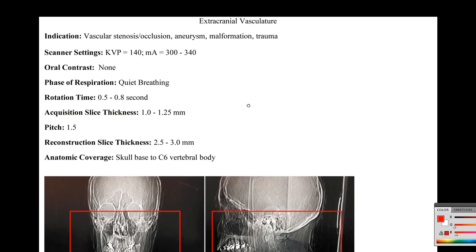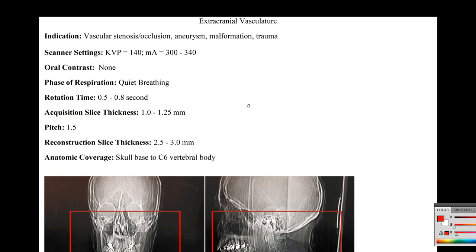The scanner settings for this are going to be KVP 140, MA around 300 to 340. Basically what this is used for is because usually you're going through a thicker portion around C6 to C7. That's going to be a very thick portion of the body, and so you're going to need tons of penetration. And if you have a machine capable of variable MA or variable mass, then this will kind of decrease the mass as you're going through the neck, and the neck gets thinner. Once again, oral contrast is none, and the respiration is quiet breathing.